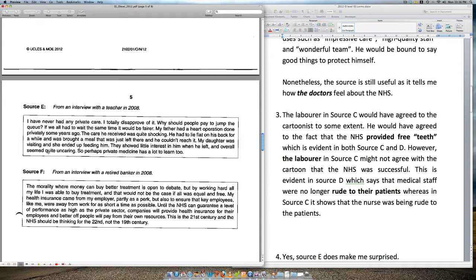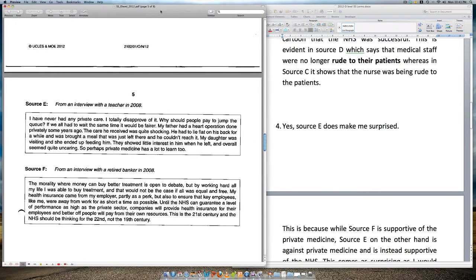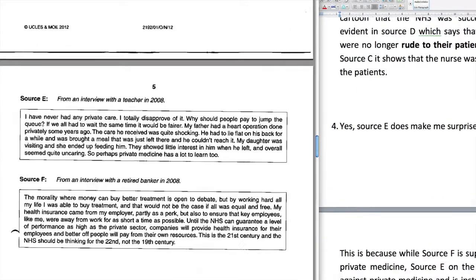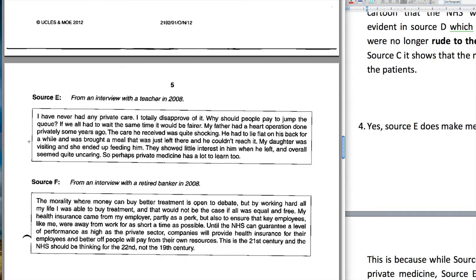Obviously, they are two different views from two different people, from two different walks of life. Now, when you look at these sources, try and put yourselves in the position of these people. Source E is from a teacher in 2008 who talks about his father who had a heart operation done some years ago. That's a clue. I'll go back to that in a while. Basically, he had a bad experience with private healthcare.